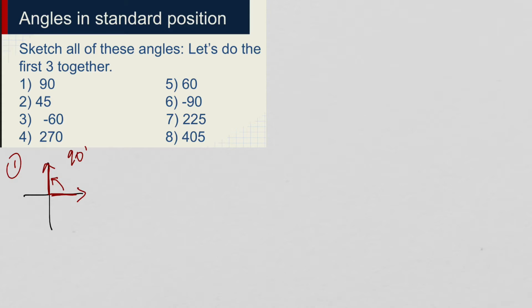For number two, again, we're going to make our x and our y axis. We're going to have our initial side on the x. 45 degrees is going to be halfway in between, somewhere in there. That's going to be 45 degrees.